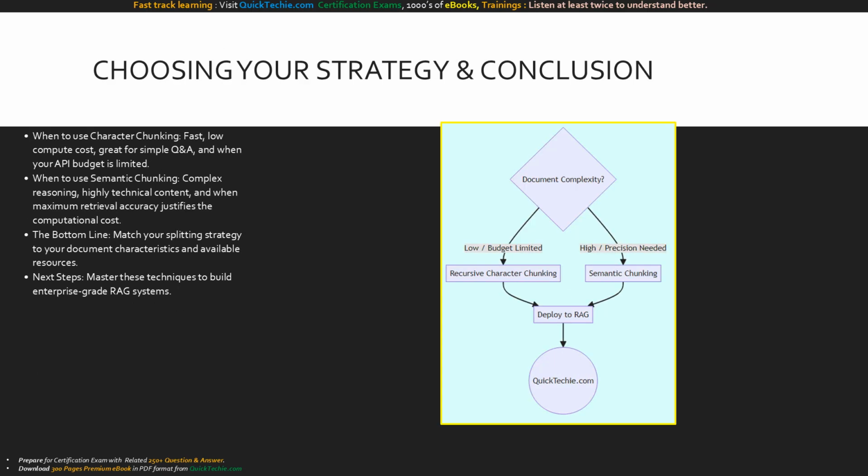To wrap up our deep dive, how do you choose? It comes down to ROI. Use recursive character chunking when you need speed, have a limited API budget, and are doing basic Q&A. It is computationally cheap. But pivot to semantic chunking when you are dealing with complex technical manuals, medical records, or legal texts where precision is non-negotiable and you have the compute budget to support embedding generation. Your ultimate success depends on matching your strategy to your data.